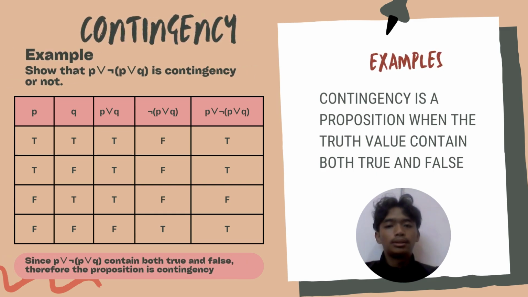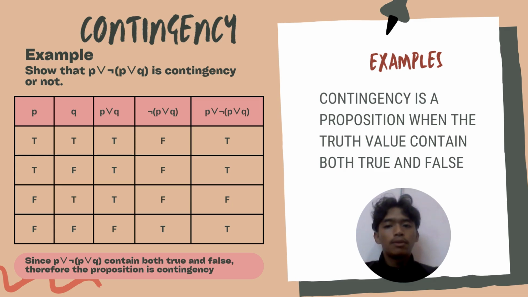Contingency. What is contingency? Contingency is a proposition whose truth values contain both true and false. Now let's look at the question. The question asks to show that P disjunction negation (P disjunction Q) is a contingency or not. The first step is to find the values of P and Q by using the formula 2 to the power of n. Then we get four rows because there are only two variables, which are P and Q.